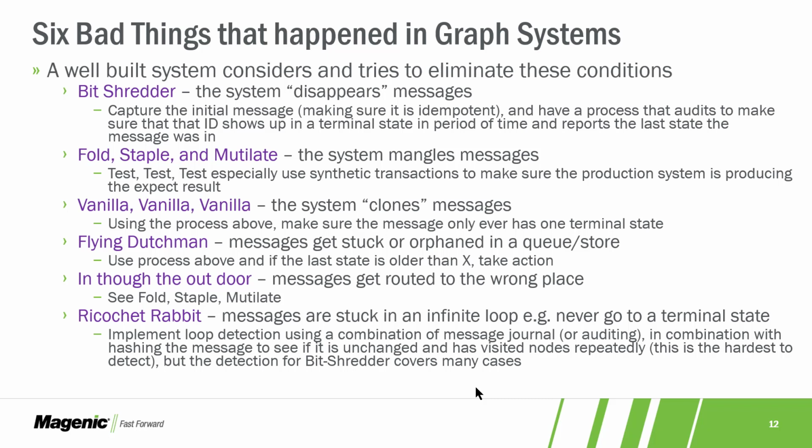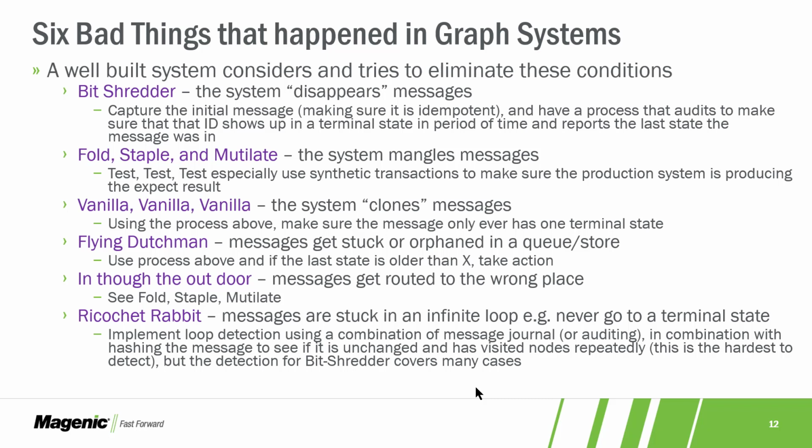Flying Dutchman messages. So we dehydrate as part of our processing because we're waiting for something. And that thing never happens and our message stays dehydrated. And it just sits there. And of course, the way to detect that is to look at the last action state on a message. And if it's longer than a certain amount of time, we go, wow, this appears to be stuck. We need to do something.